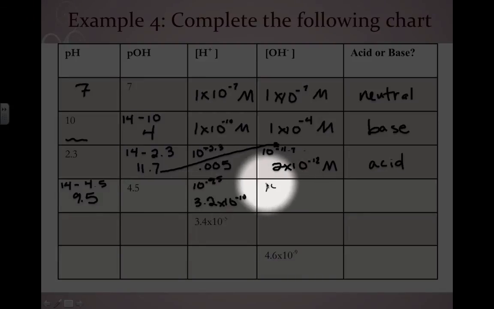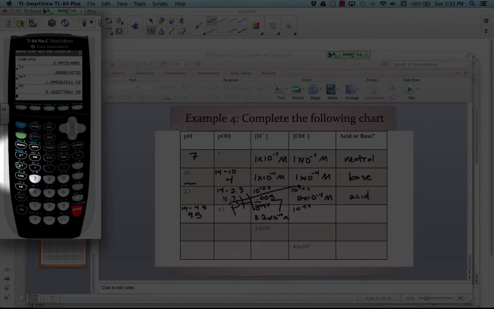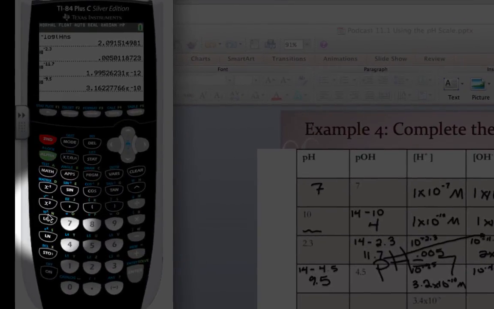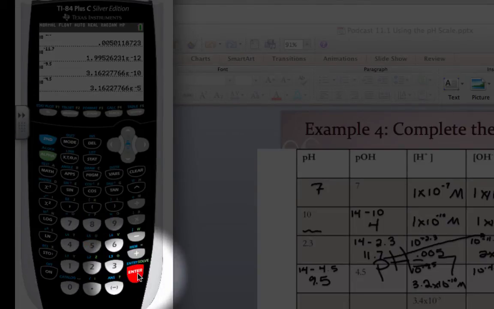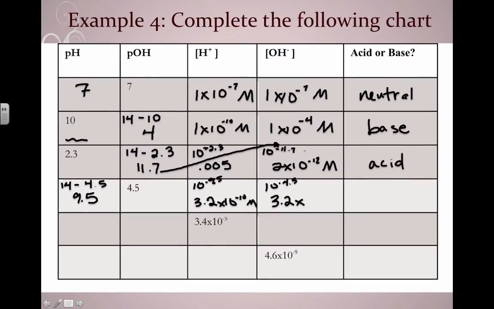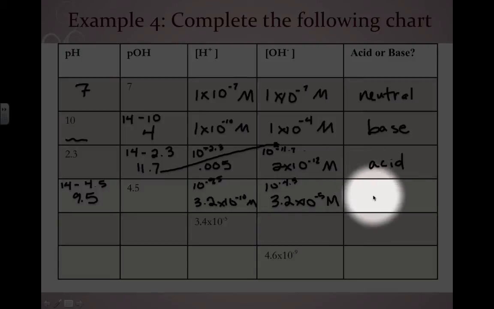We would do something similar for the hydroxide ion concentration. So 10 raised to the negative 4.5 power. Use the antilog, negative 4.5. 3.2 times 10 to the minus 5. Okay, you know how to run the calculators. I'm only going to show you to do this 2 more times. Let's look at the pH. Let's see, 9.5 is greater than 7, so this substance is a base.